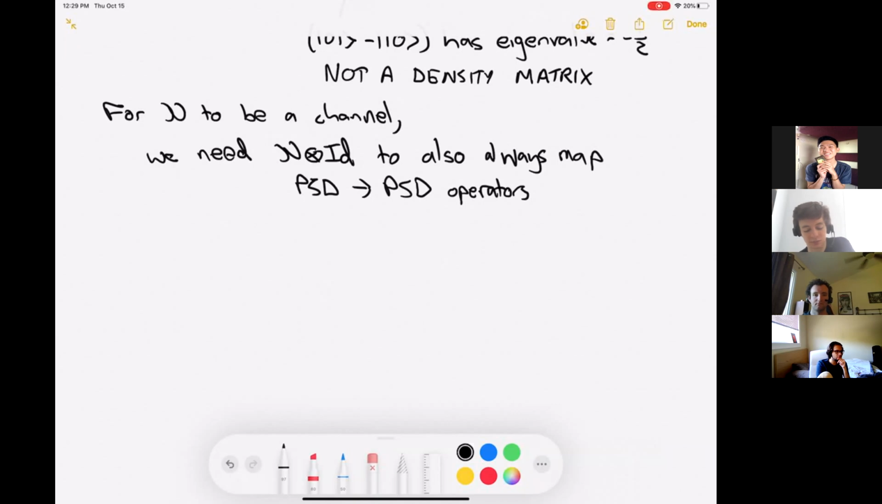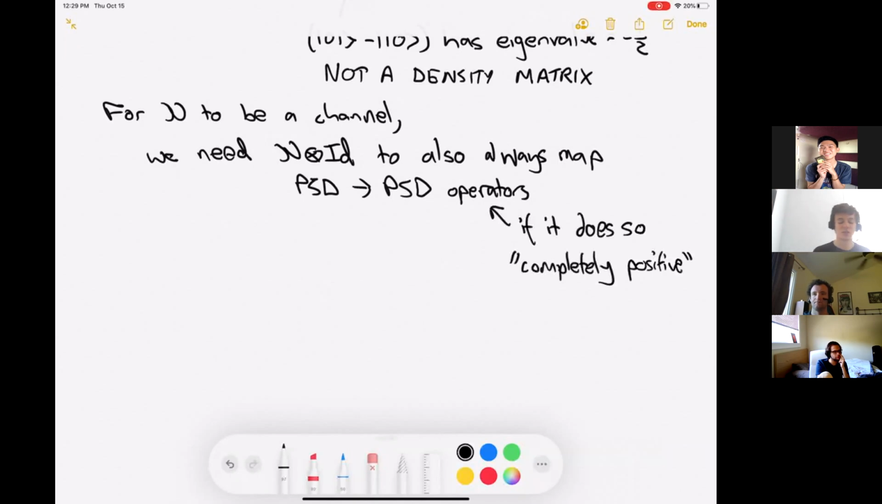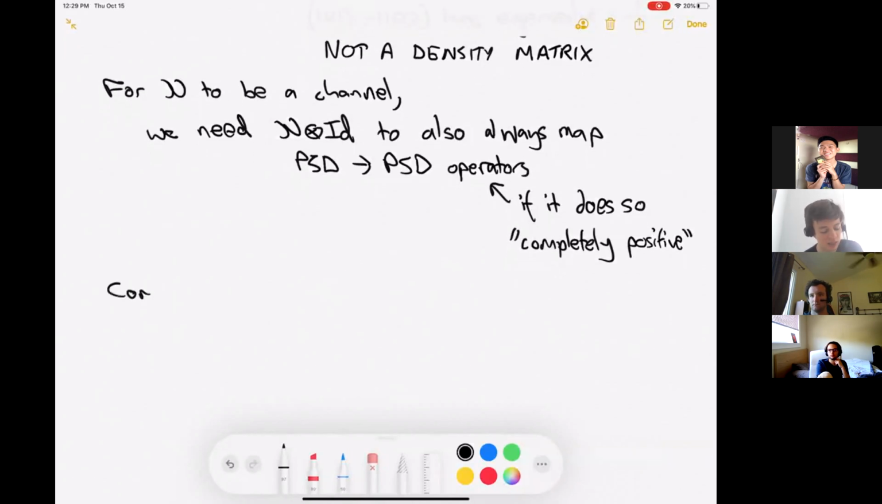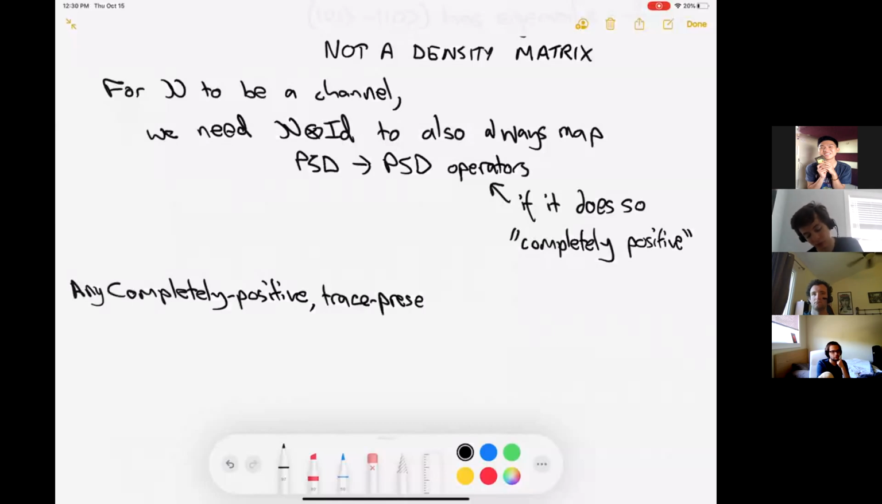If it does so, we say that it is completely positive. Okay, so just positive means N maps positive operators to positive operators. Completely positive means that N tensor the identity always maps positive operators to positive operators. It turns out that any completely positive, trace preserving, linear superoperator is a channel.